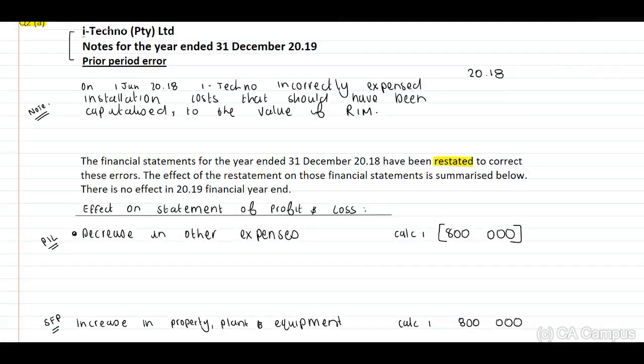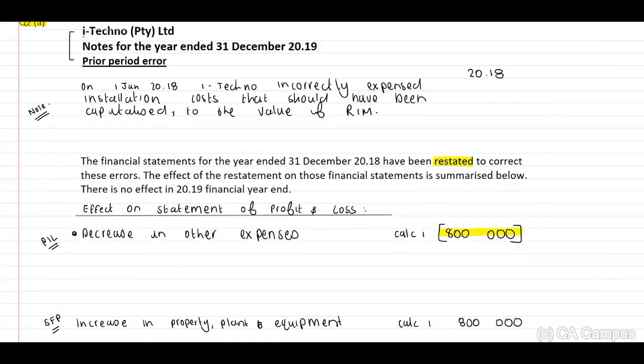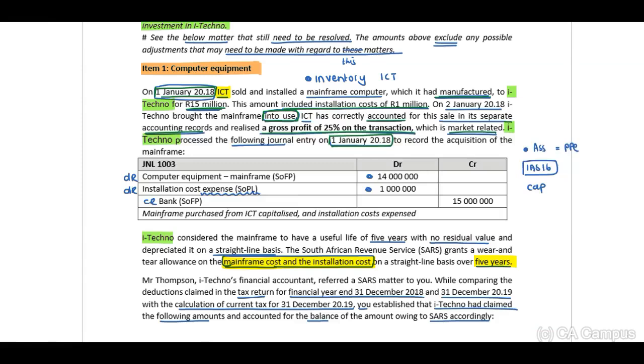Also calculation 1, and I have transferred my 800,000 and it agrees to my workings. When you look at the workings on the right side, calculation 1, 800,000, calculation 1. Right, now let's refer back to our scenario. When we look at the scenario, there is another error, okay?